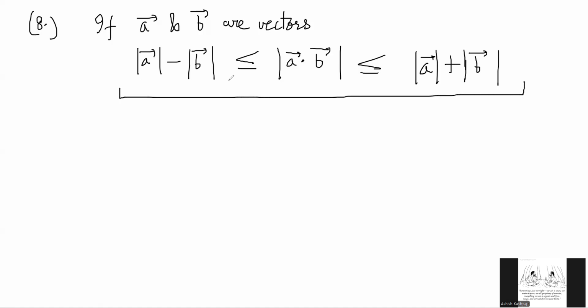We have already proved them. There is no issue here, but you should understand that this is the maximum possible value of mod of A plus B, mod of A dot B, and this is the minimum possible value, right? The proof of this is from the previous thing that we just now did. So this should not be an issue for anyone. Okay.